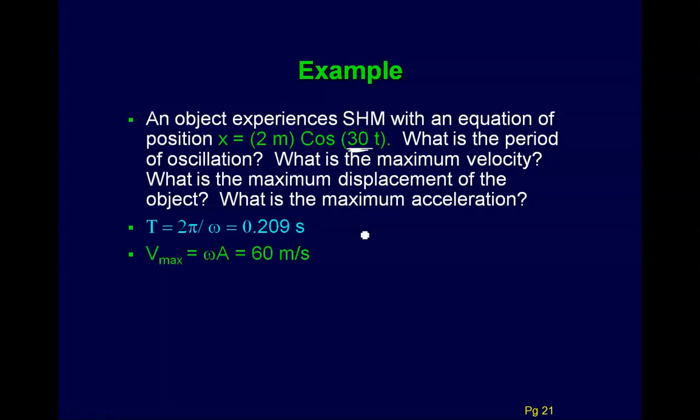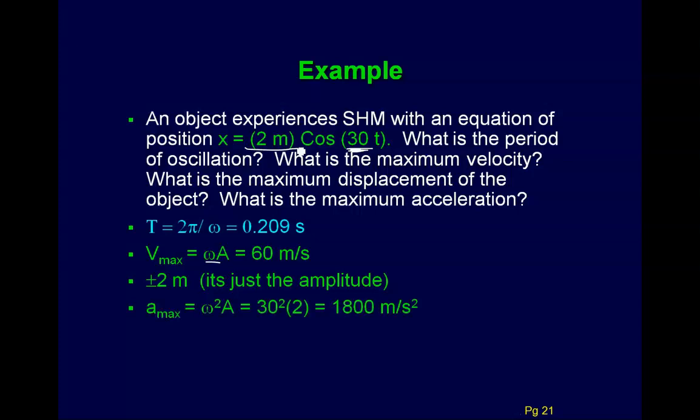To find the maximum velocity, it's omega times A. Again, omega is 30, and A is the amplitude, which would be this 2 meters. So you get 60 meters per second. The maximum displacement of the object is just the amplitude, so it's plus or minus 2 meters. And then to find the maximum acceleration, it's this equation, omega squared A, and you get 1,800 meters per second squared.